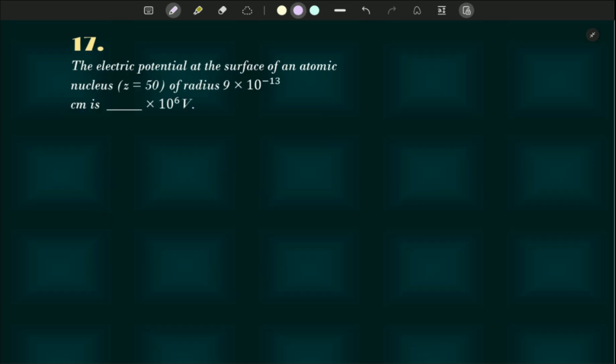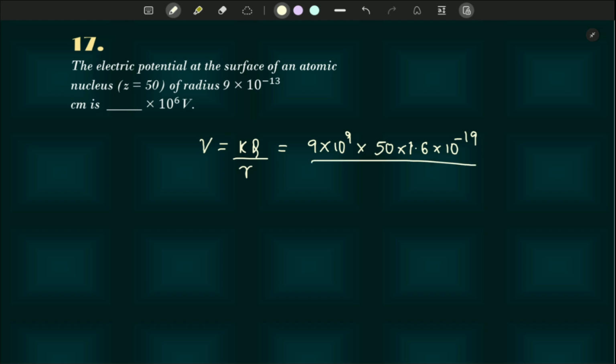Question number 17. The electric potential at the surface of an atomic nucleus with Z is 50 and radius 9 into 10 to the power minus 13 centimeter is. So a very simple formula based question. Potential is V equals KQ by R. K is 9 into 10 to the power 9. We already know the value. Now charge Q will be Z is 50 and we know charge is Ze. So e value is 1.6 into 10 to the power minus 19 coulomb. And R, the given radius, is 9 into 10 to the power minus 13 centimeter.